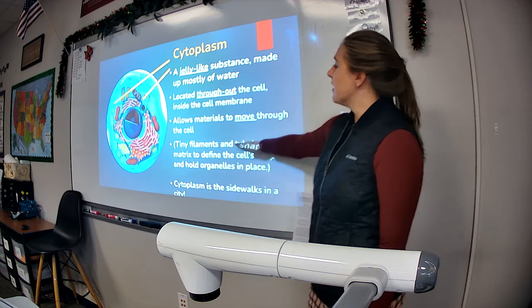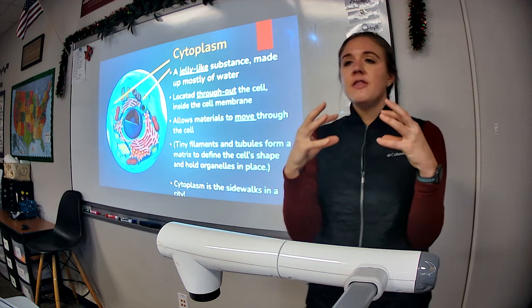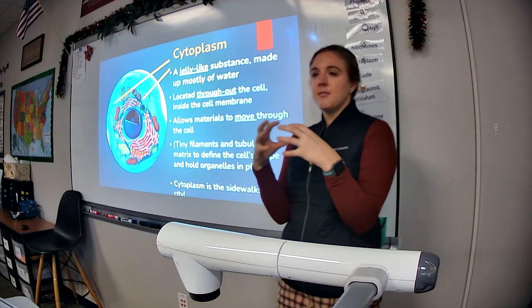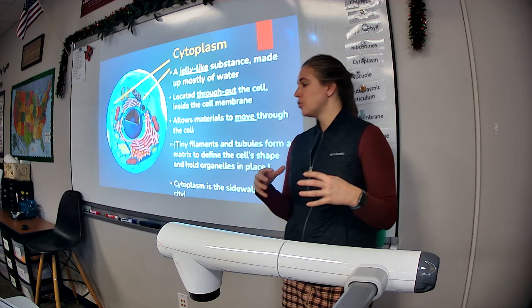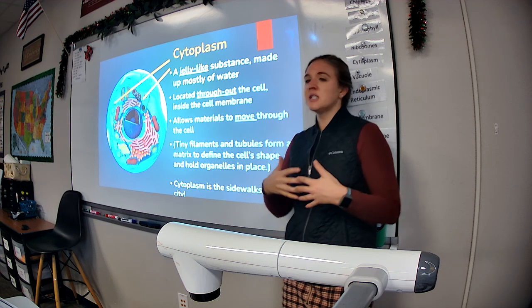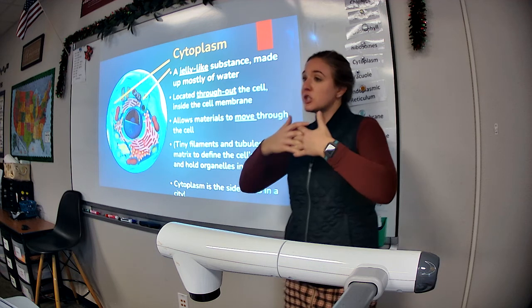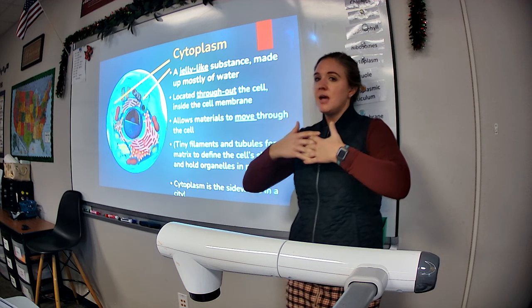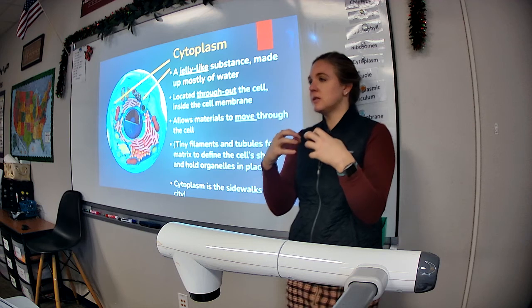Okay. Oh, this part here. So within the jelly-like liquid stuff, there are little tiny filaments and tubules, like little sticks, basically, that act almost like a spider web. Okay? It provides some sort of structure and shape for the cell and keeps it from being just one big mushy ball. Does that make sense? Okay.